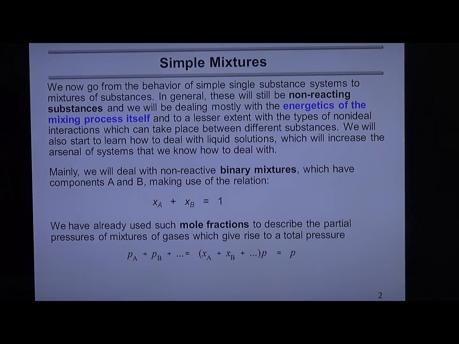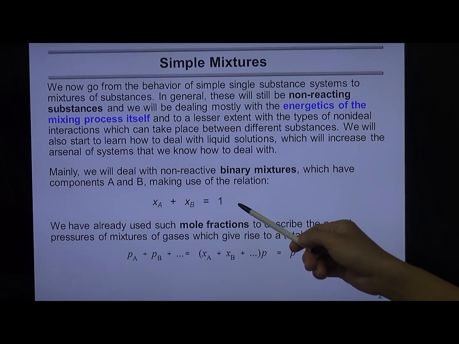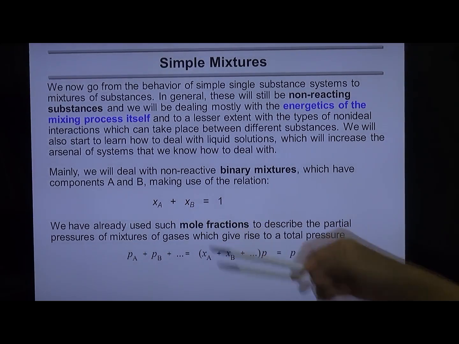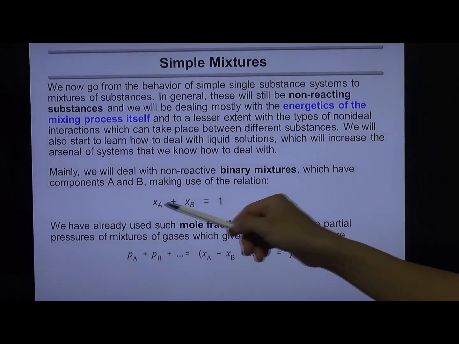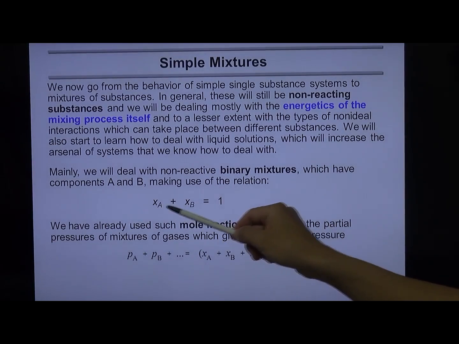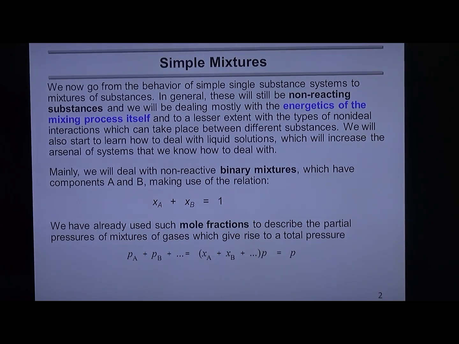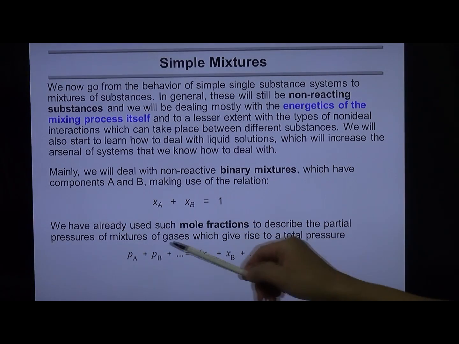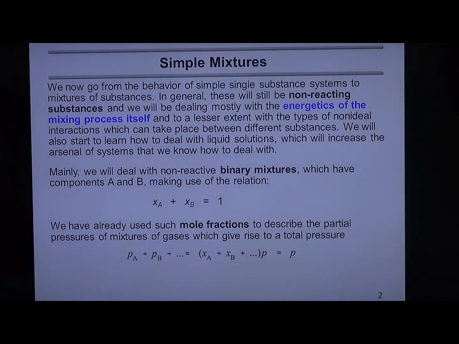Alright, before we move on, if we have mixtures, we already have learned Dalton's law, right? If there are two different substances in a mixture, the summation of the mole fraction of each component, XA and XB, is equal to 1, right? And we also learned about partial pressures if these materials are gases, right? So the sum of partial pressures should be equal to total pressure.